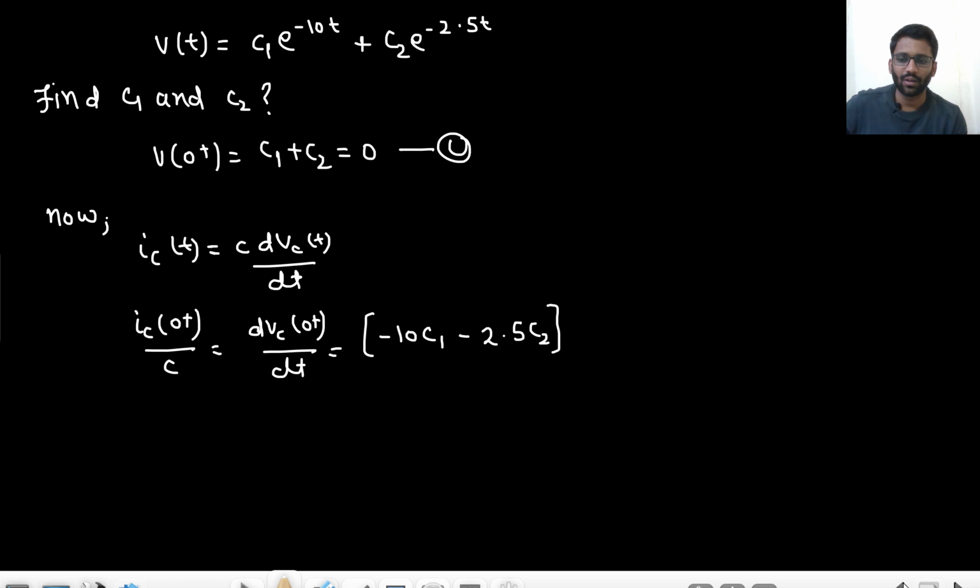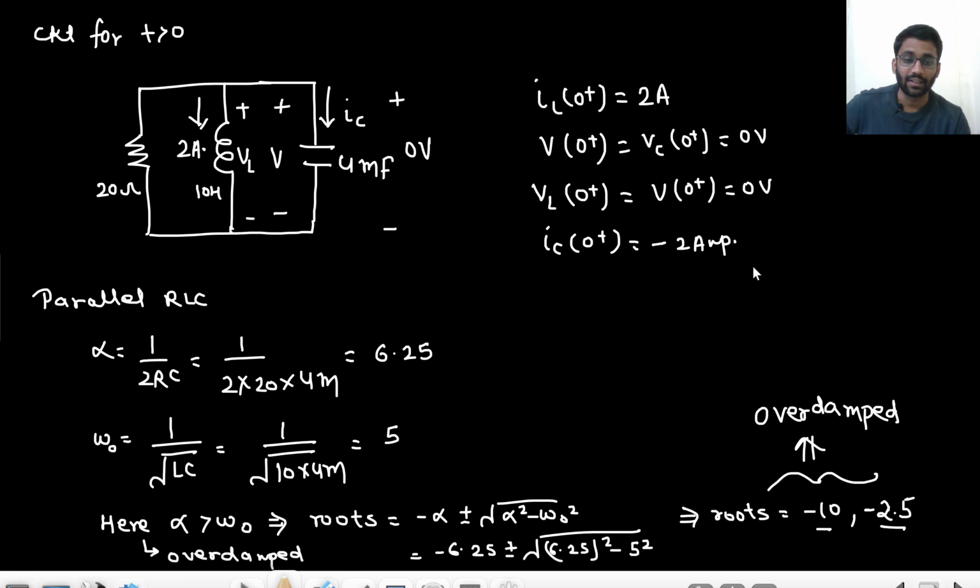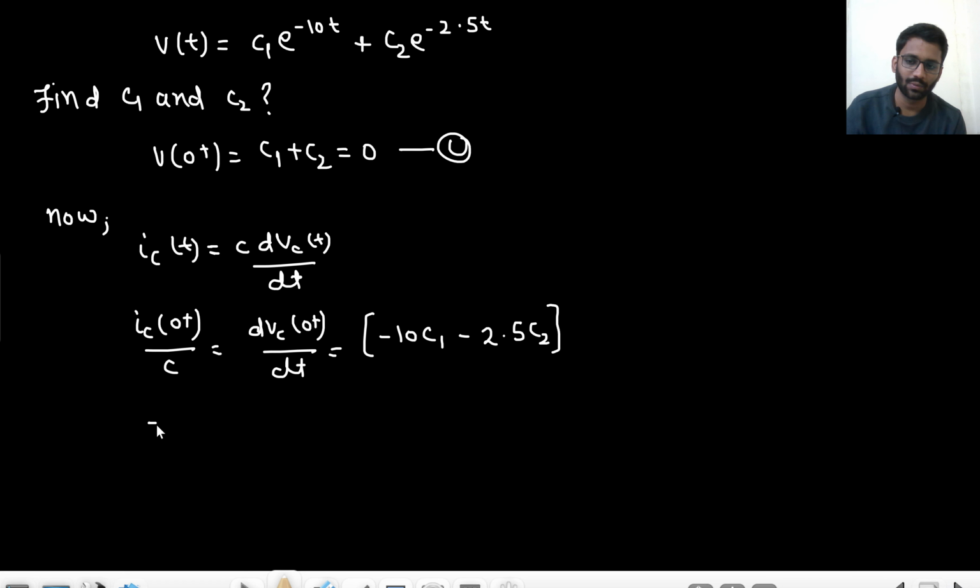Okay. So I know IC at t equals 0 plus, that is minus 2, if I am taking IC in this direction, then only V will be in this direction. What I am saying, my current is flowing from up to down, then only my V will be positive. So I have to take IC in this direction. So IC(0 plus) is minus 2 ampere. That's why I wrote it here, because somewhere it will be used. I knew it. So it is minus 2.